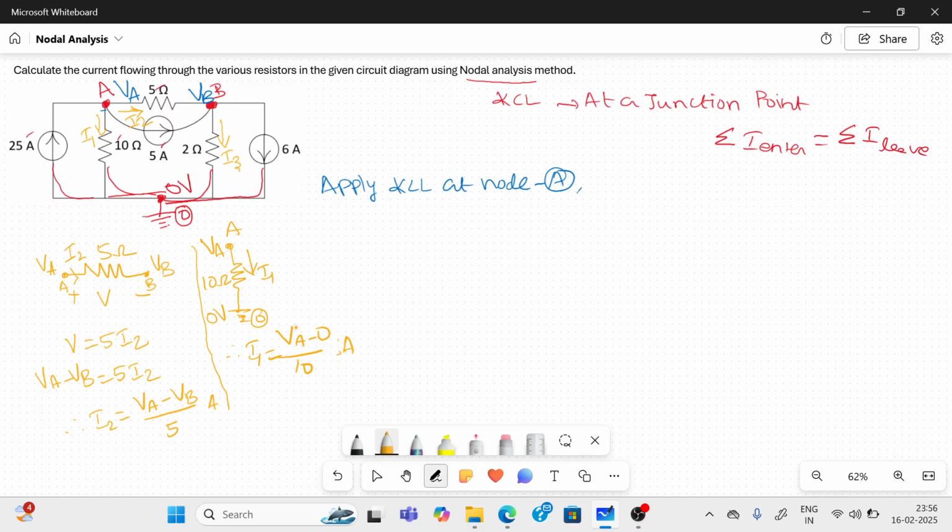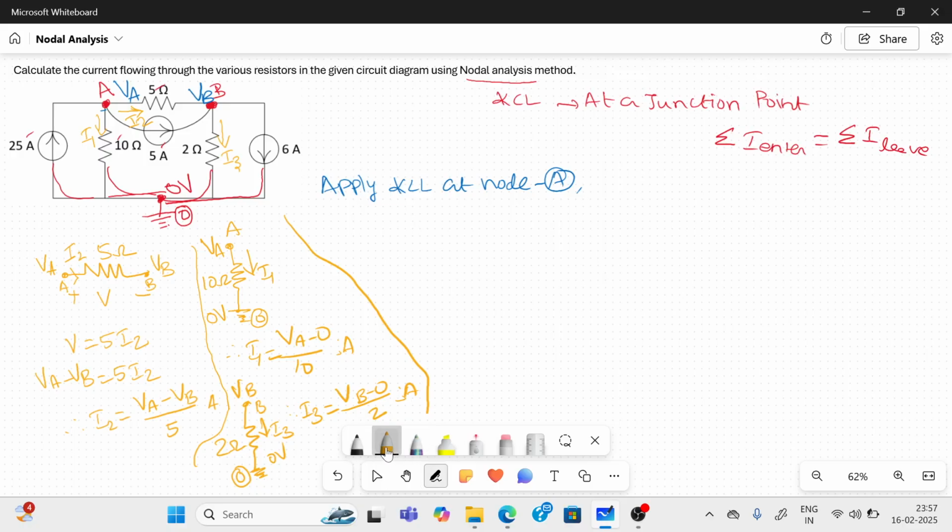Similarly, what about the 2 ohm resistor? The same way, we can go for the 2 ohm resistance. At terminal B, the voltage is VB. Again, this is ground, 0 volt. The current flowing in this one is I3. What is my I3? My I3 is the same, VB minus 0 by 2, amps. So this is all about it.